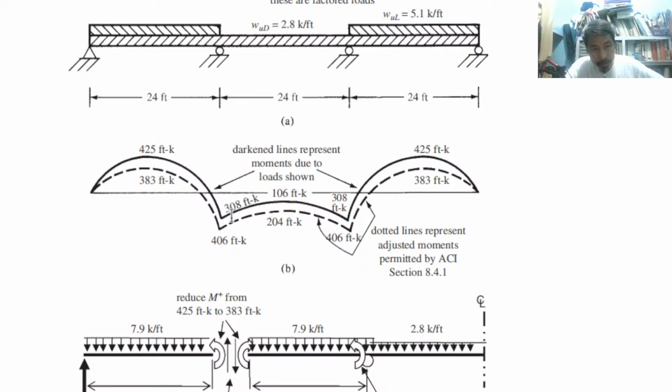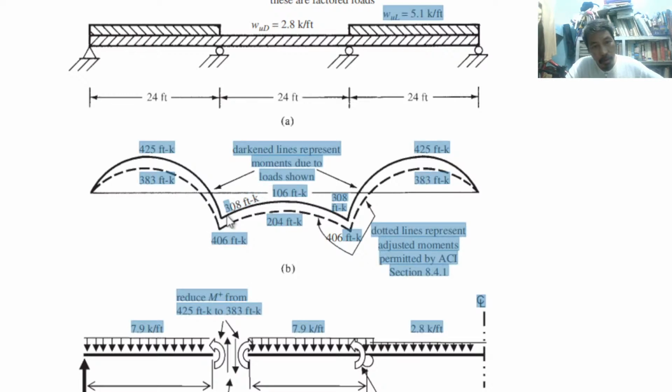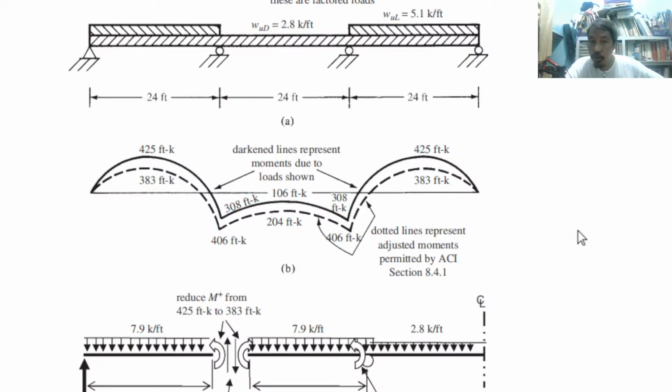The darkened lines are the moment due to loads given. What about the dotted lines? These broken lines represent adjusted moments permitted by ACI. So take note, this is the estimate, the adjustment recommended by ACI, versus the moments due to load using the theoretical model, using the structural theory model.